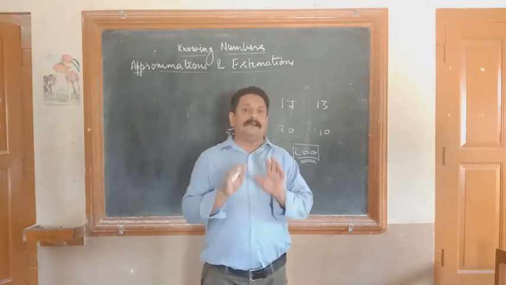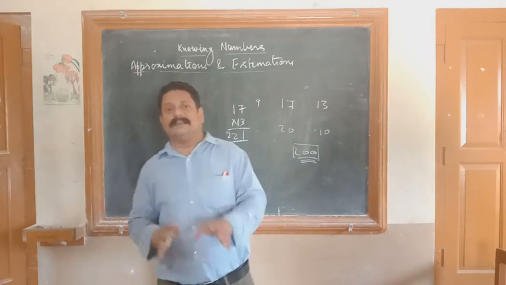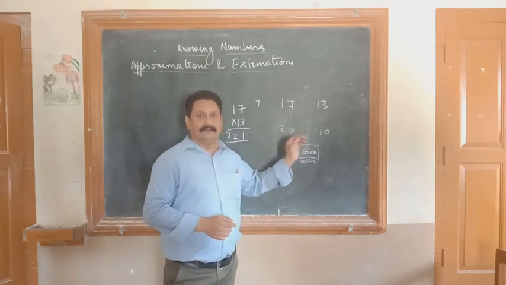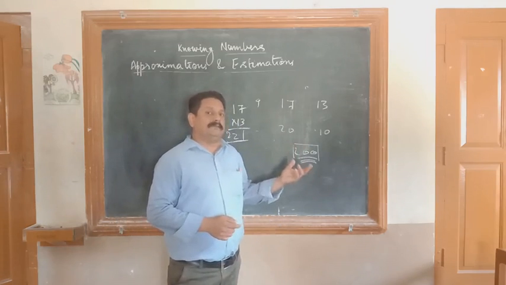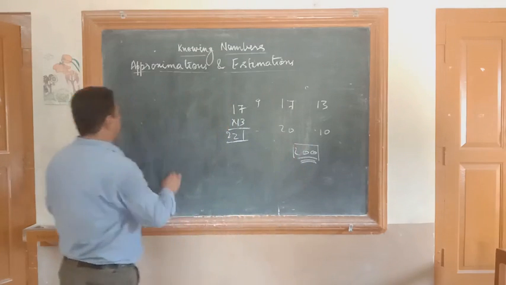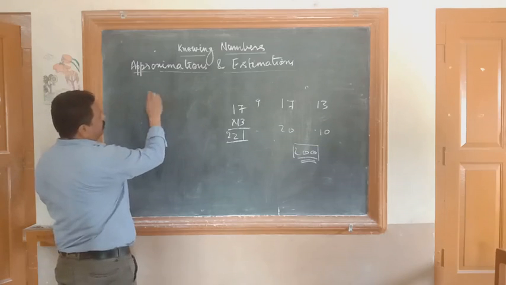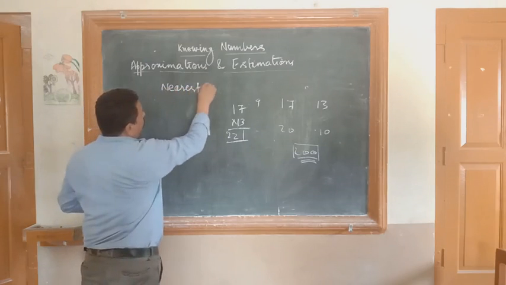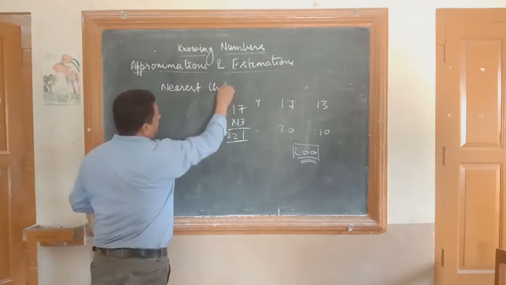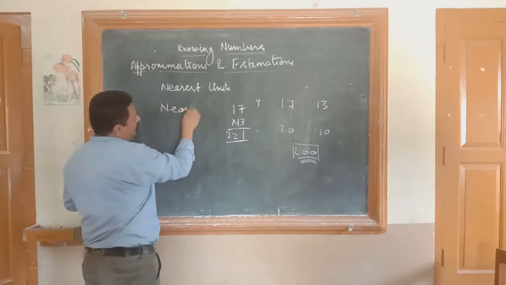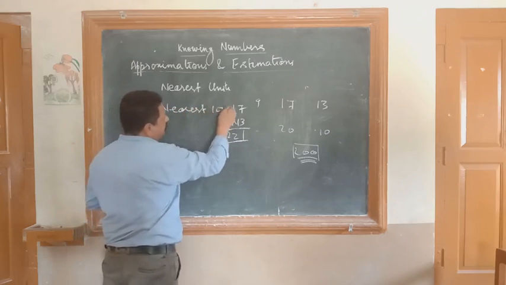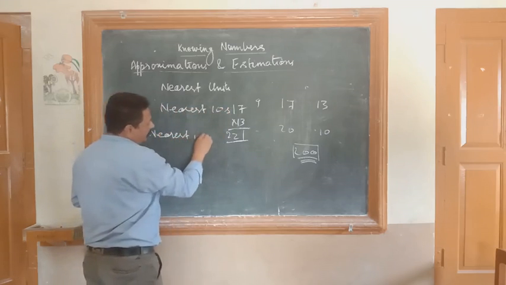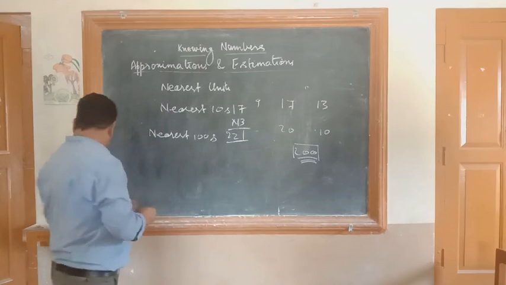So to rectify those errors, to eliminate the chance of committing error, we go for this method of estimating or taking the approximation values. So we always try to convert, the estimation is always done in the scale of nearest units, nearest tens, nearest hundreds. How is this going to help us?